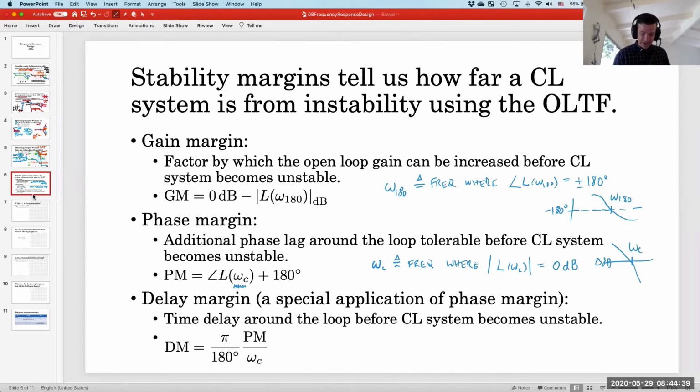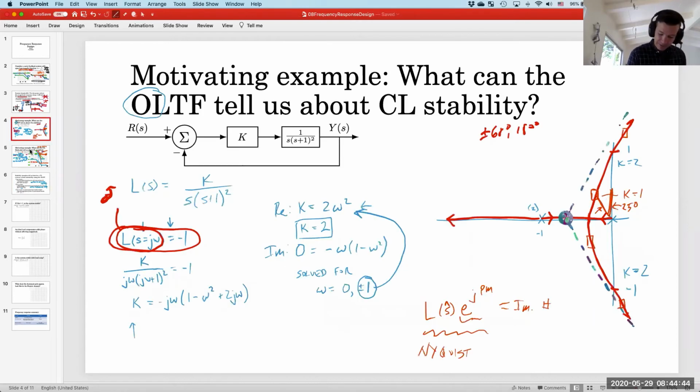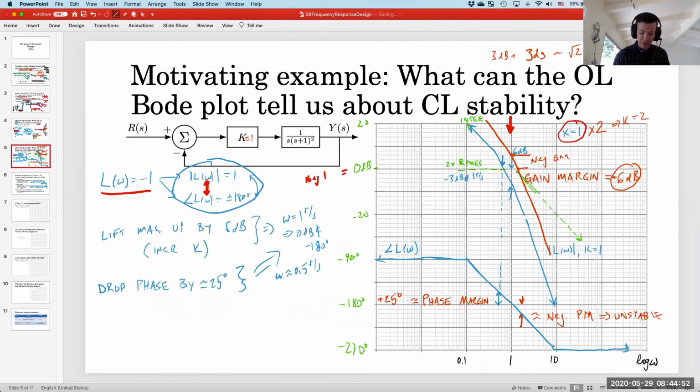Okay, so then the delay margin is getting at this thing. It means, how can you physically move the phase plot up and down? Well, you can move the phase plot up and down if you were to add a pure phase delay or advance. A pure phase delay only moves the phase plot up and down. It doesn't touch the magnitude plot.